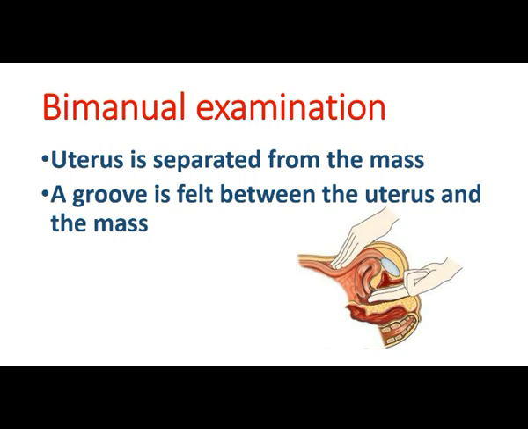Next, the bimanual examination. When we are doing the bimanual examination, the uterus is separated from the mass. We can see it in this picture. If the cyst is here, we can see a groove, which is different from the uterus. In this picture there is no cyst, but if there is a cyst, it will form here. So when we palpate it, we can see the groove.